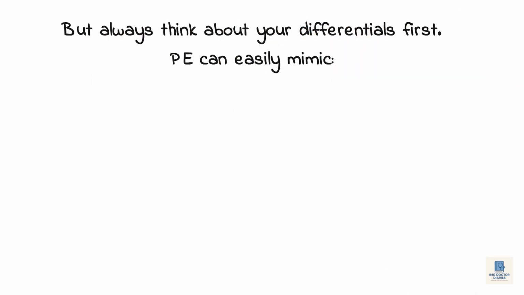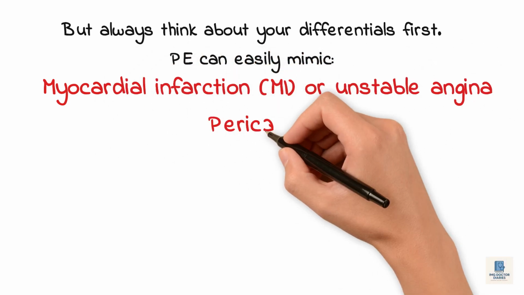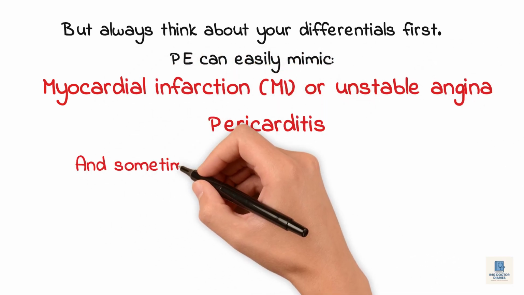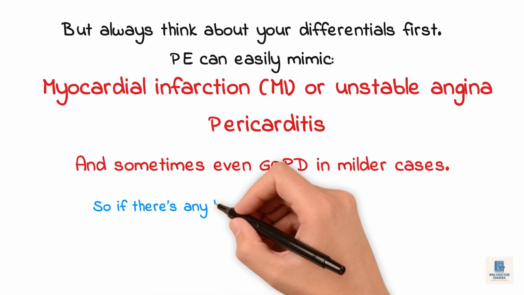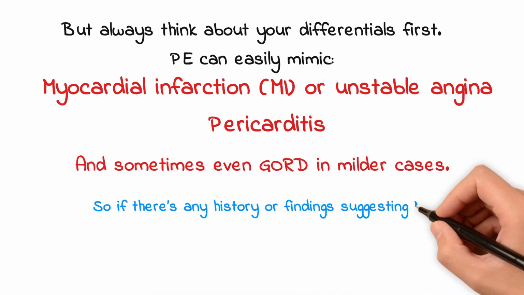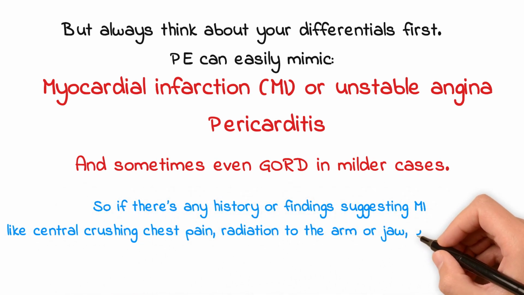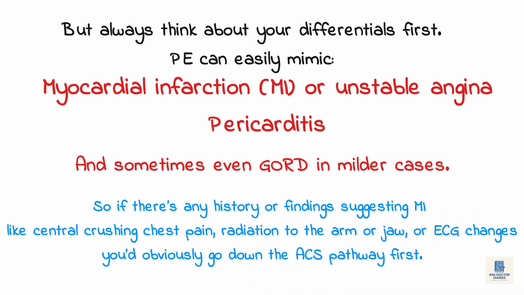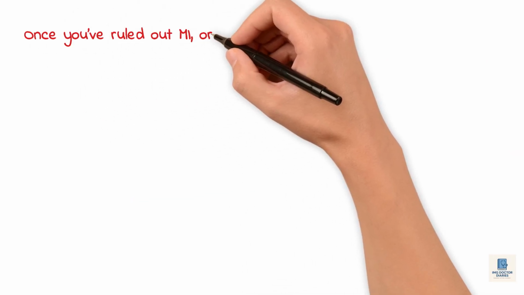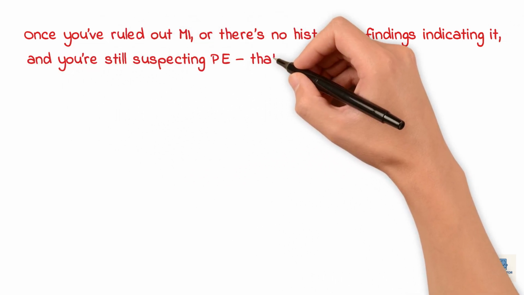PE can easily mimic myocardial infarction, MI, or unstable angina, pericarditis, and sometimes even GORD in milder cases. So if there's any history or findings suggesting MI, like central crushing chest pain, radiation to the arm or jaw, or ECG changes, you'd obviously go down the ACS pathway first. Once you've ruled out MI, or there's no history or findings indicating it, and you're still suspecting PE, that's when you use the Wells score.